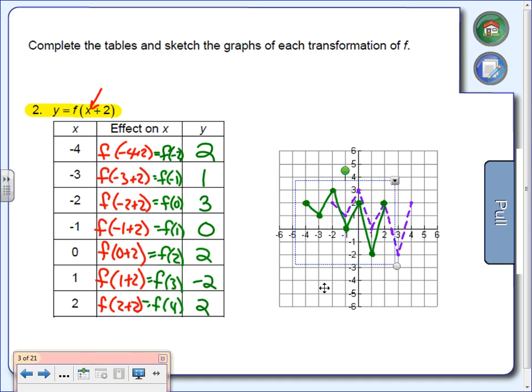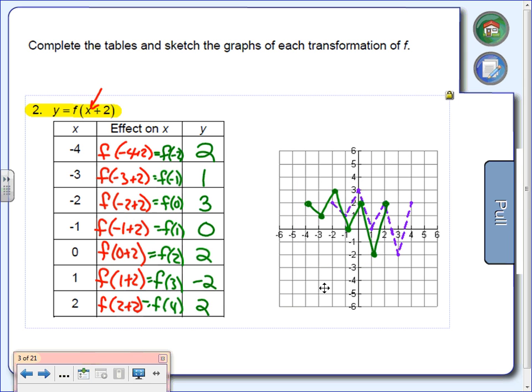This is the same exact picture of what we started with. Okay? It's exactly the same shape. All it did was move over 2 units to the left. And what do you think caused that moving 2 units to the left? The plus 2 that we have right here. So all that plus 2 did to the graph was move it over 2 units to the left.